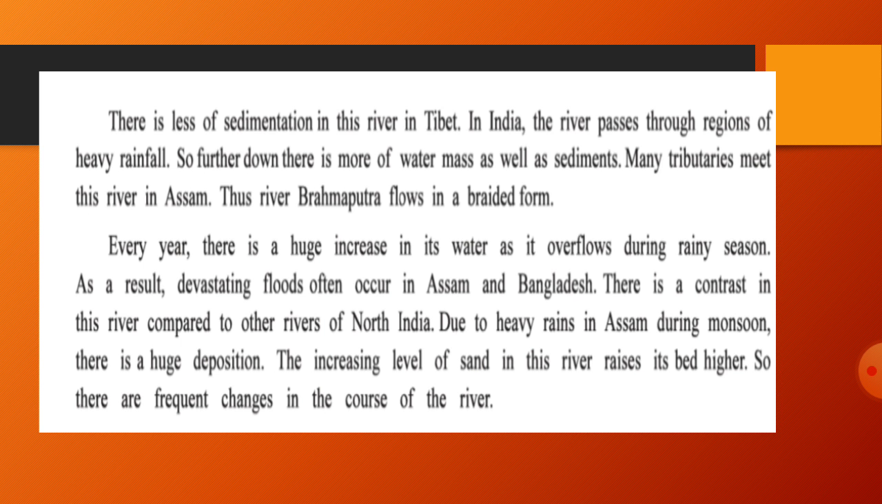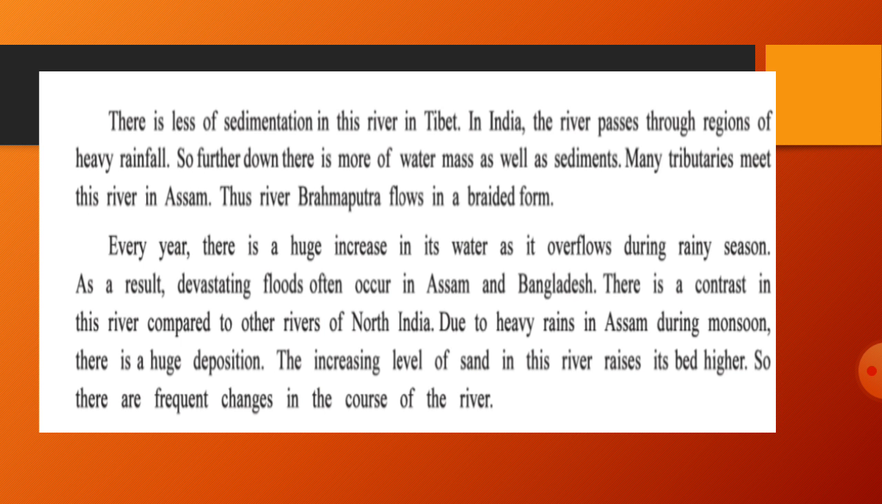Over there it is known as Dihang. This river, with the Dihang, Lohit and Kenula tributaries collectively, is known as Brahmaputra in Assam. Brahmaputra is also known as Jamuna in Bangladesh. Majuli, an island in the Brahmaputra, is the largest riverine island in the world. In Tibet, the Brahmaputra contains less sediment.